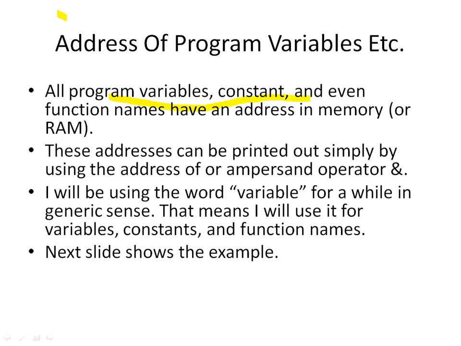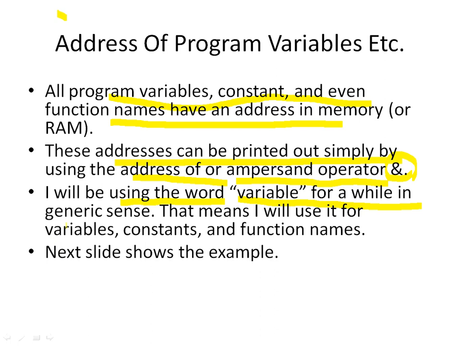All program variables, constants, and even function names have an address in their memory or in the RAM. These addresses can be printed out simply by using the address of or ampersand operator, which is this operator. In this video, I'll be using the word variable for a while in a generic sense. That means I'll use it for variables, constants, and function names.